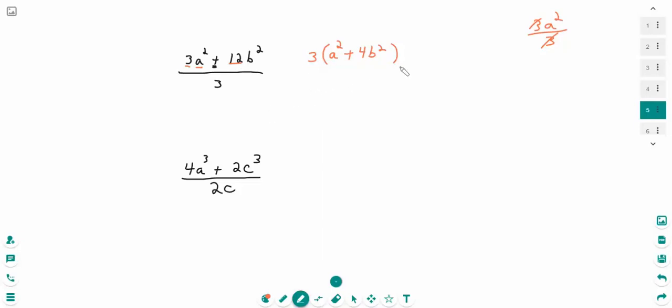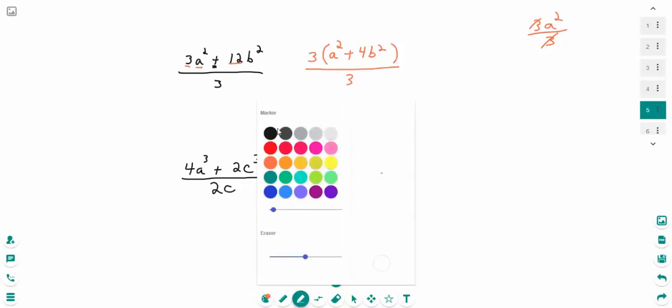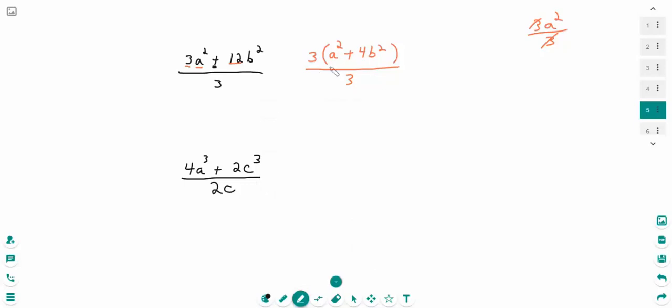Okay. So now we have this expression in the numerator over this 3 still. We haven't touched him. And lo and behold, now hopefully you can recognize that we do have multiplication in the numerator. We have this 3 that's being multiplied by this set of parentheses, right? And lo and behold, we have a 3 in the denominator. So we can now cancel out these 3's. All right? And now we end up with a much nicer expression. We don't even have a fraction anymore. It's simply a squared plus 4b squared.